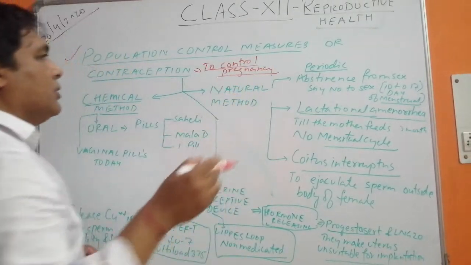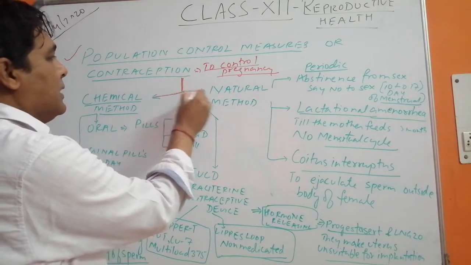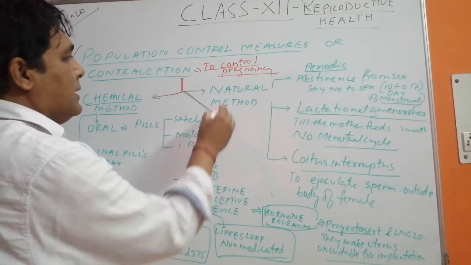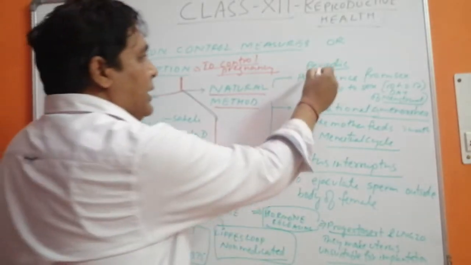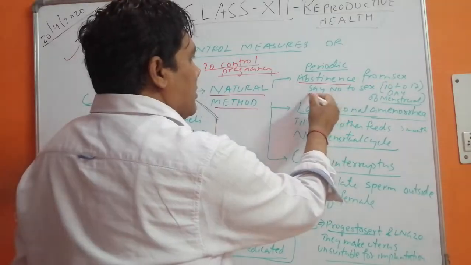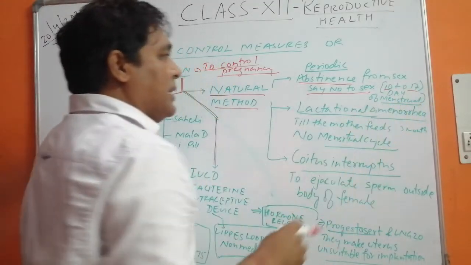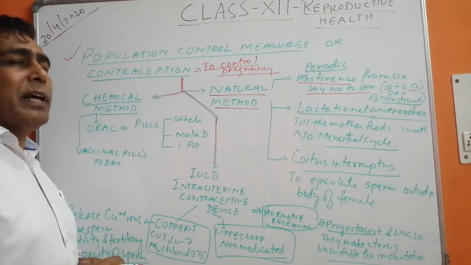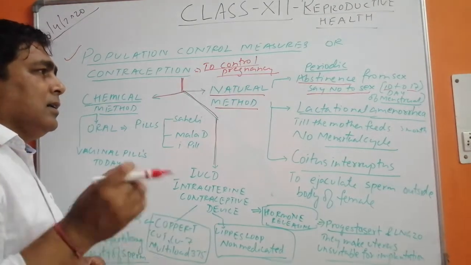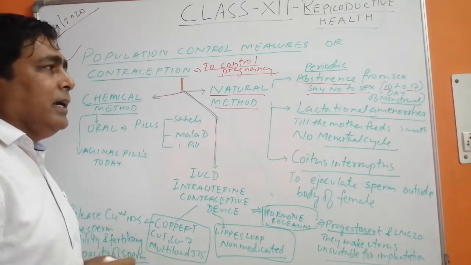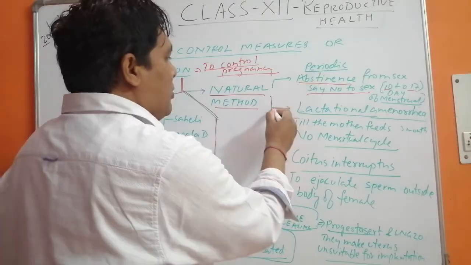Now, how can we control pregnancy? There are certain methods which we are going to discuss here. First is the natural method. In the natural method, there is periodic abstinence from sex, or say no to sex, during the 10 to 17 days of the menstrual cycle. During that period, coitus should be avoided, otherwise it will lead to fertilization and pregnancy.